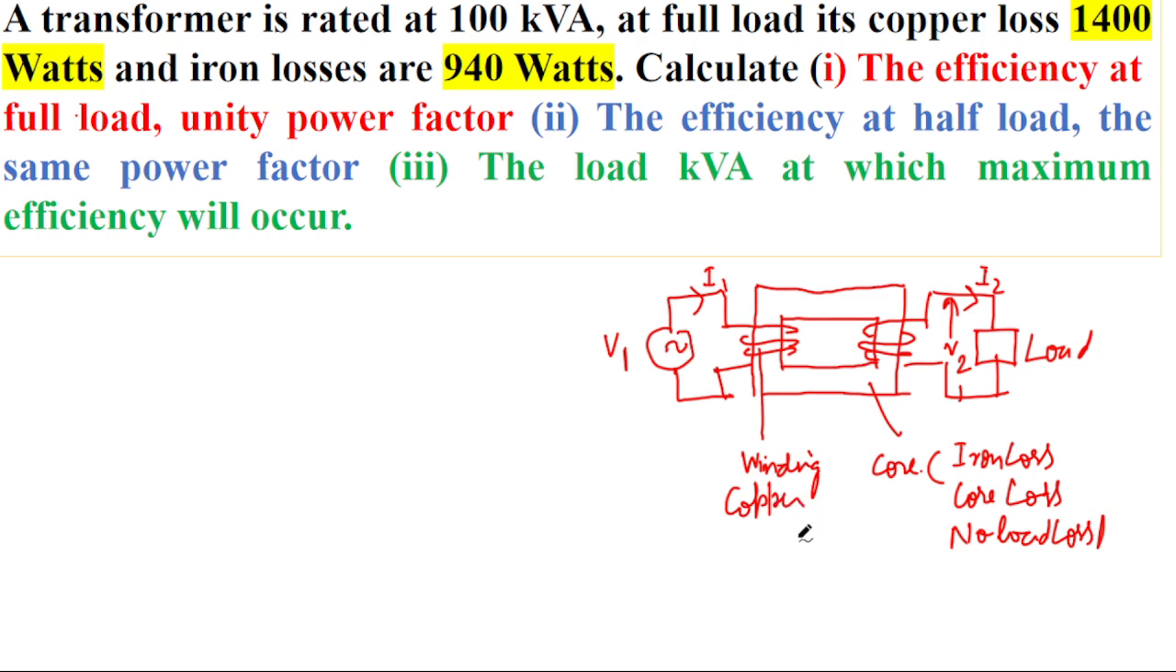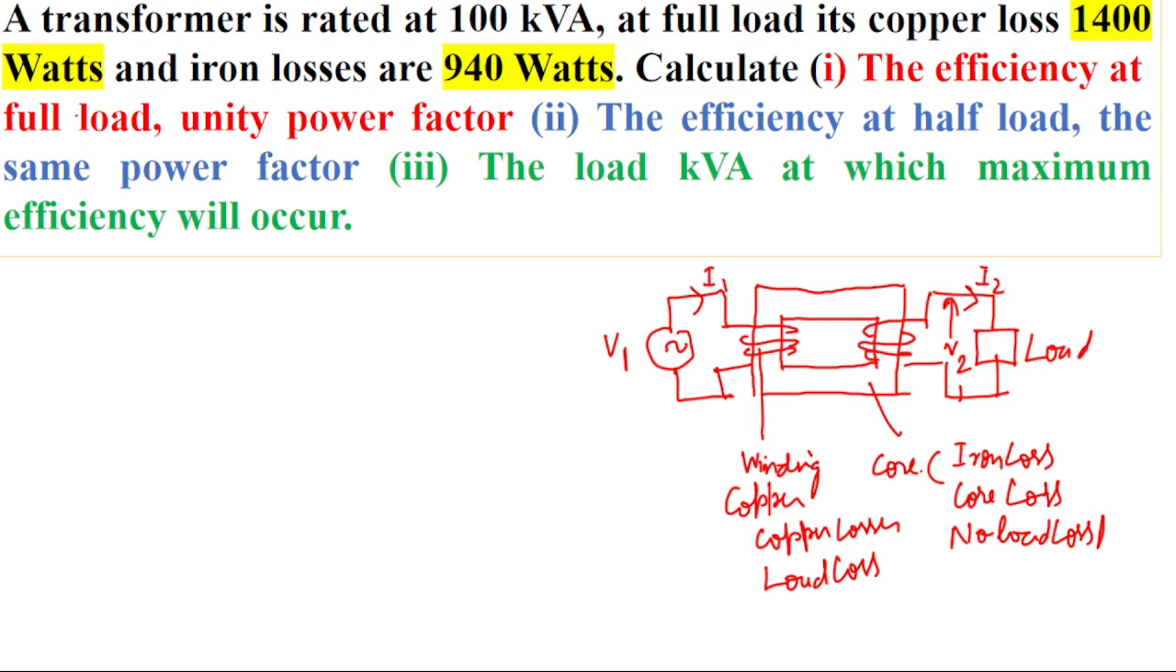So they are called copper losses. They are also called load losses. When the transformer is not loaded, the copper loss will be zero, and it will be maximum at full load. When the transformer is fully loaded, copper losses are at their maximum, because they happen due to the loading of the transformer. That is why they are also called load losses, and because they happen in the copper part of the transformer, they are called copper losses.